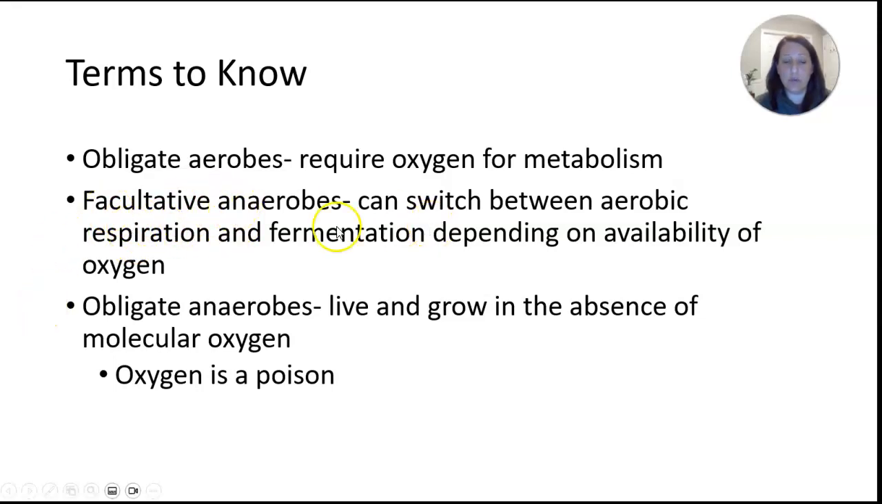Facultative anaerobes are organisms like yeast. They can switch between aerobic respiration and fermentation depending on the availability of oxygen. Again, we have some cells in our body that can do that. Short-term muscle cells can do that, but not long-term. They need more energy than they can get from fermentation. And then lastly, obligate anaerobes. These organisms are going to live and grow in the absence of molecular oxygen. And oxygen gas to them is a poison.